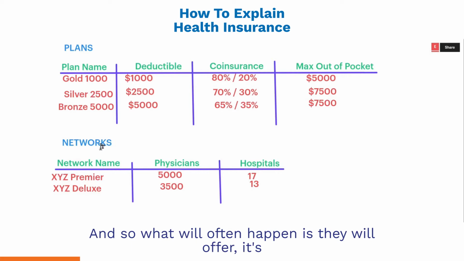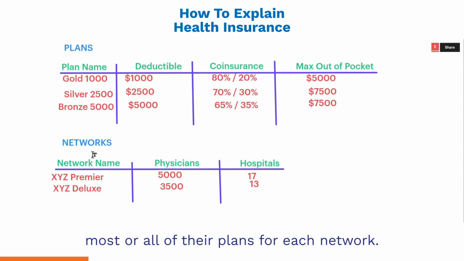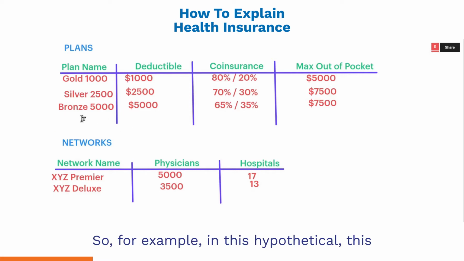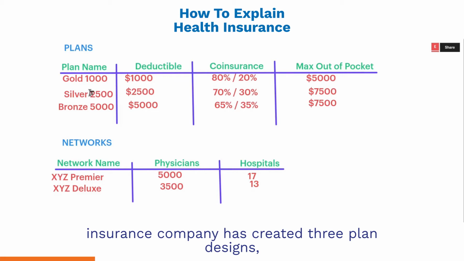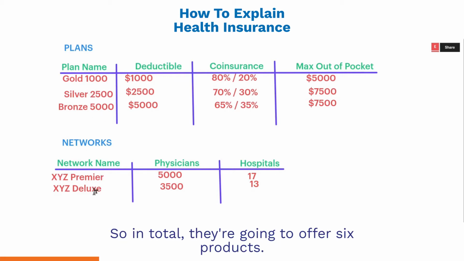And so what will often happen is they will offer, it's not a perfect science, but as a general rule, they'll offer most or all of their plans for each network. So, for example, in this hypothetical, this insurance company's created 3 plan designs, and then they also have 2 networks. So in total, they're going to offer 6 products.